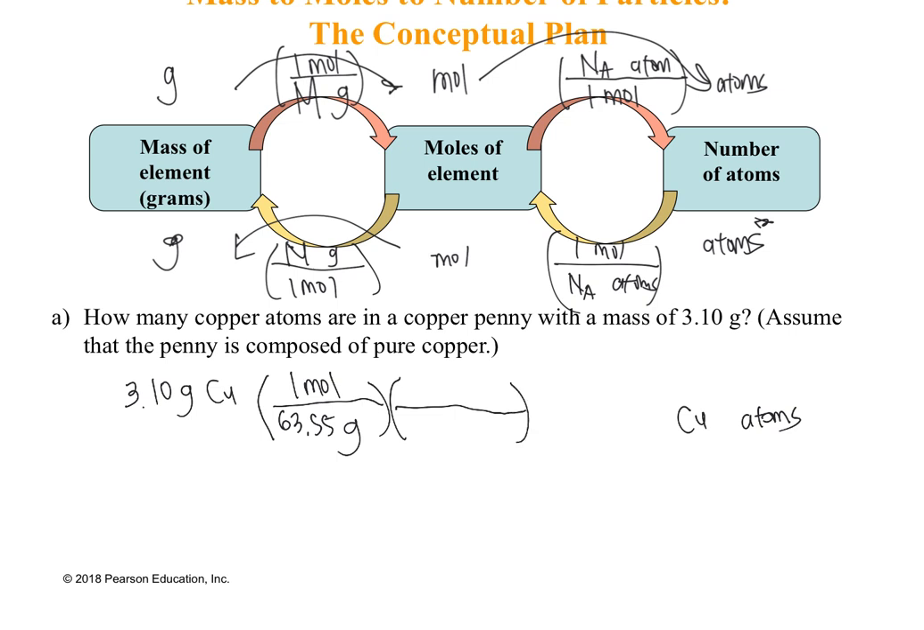So we could stop there and be in moles, but we have one more step to do because I'm not quite at the ending. Now I want to get rid of moles. I'm going to put 1 mole on the bottom, and I want to put atoms up top. So the conversion between moles and atoms is Avogadro's number, 6.02 times 10 to the 23 atoms. So we'll take our grams of copper, divide by 63.55, multiply by Avogadro's number, and I get 2.94 times 10 to the 22 copper atoms.